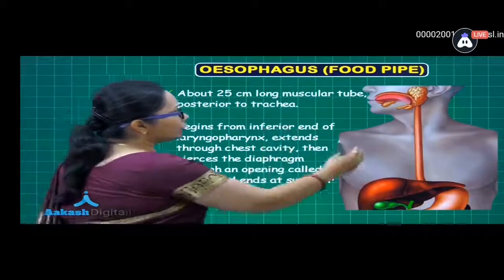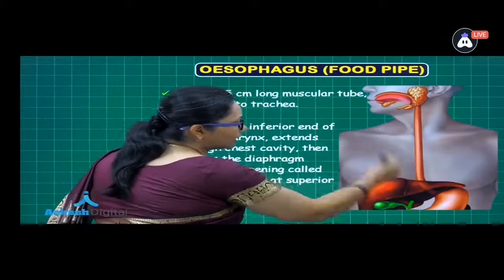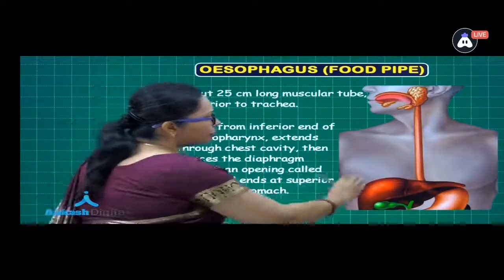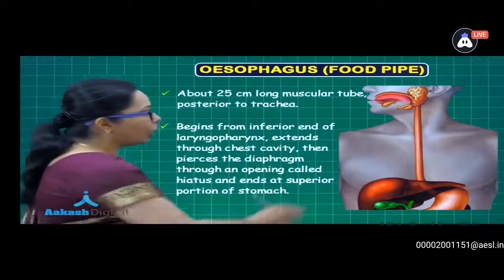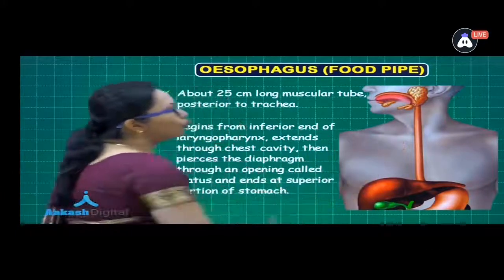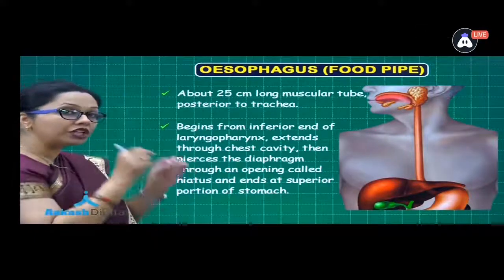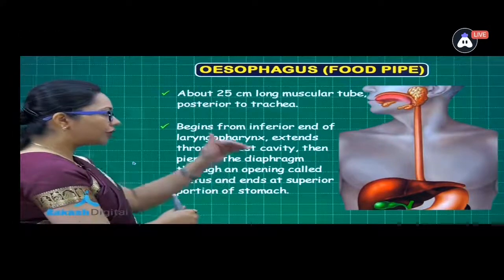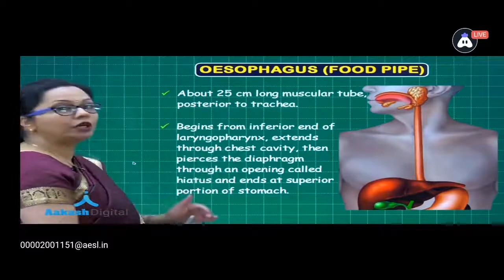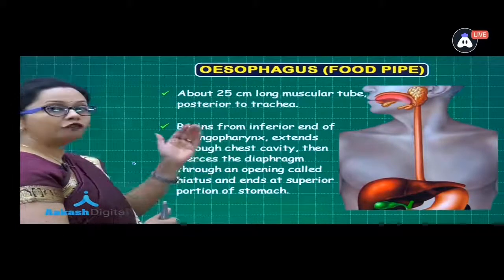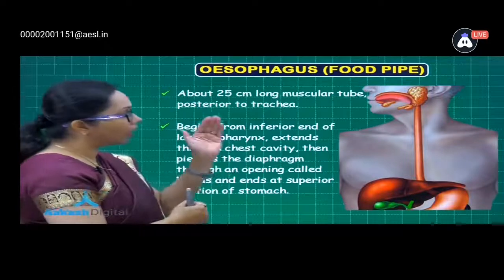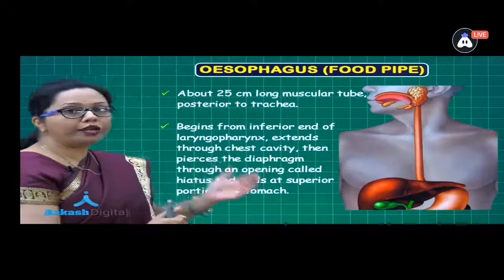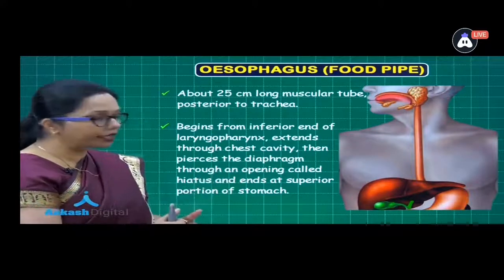So in the front there would be the windpipe or trachea, and behind it there is the esophagus. This esophagus passes all through the thoracic cavity, and there is a muscular diaphragm which partitions our thoracic cavity from the abdominal cavity. This diaphragm is pierced by the esophagus, and the region where it pierces is called the hiatus. Through that hiatus, the esophagus passes into the abdominal cavity and opens into the stomach. So basically, the esophagus extends from the end of the laryngopharynx up to the upper end of the stomach, the cardiac part of the stomach.